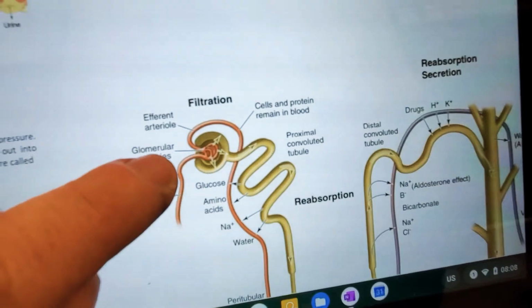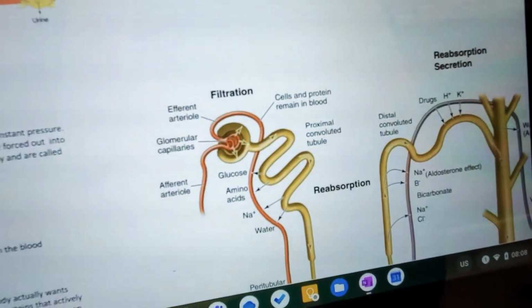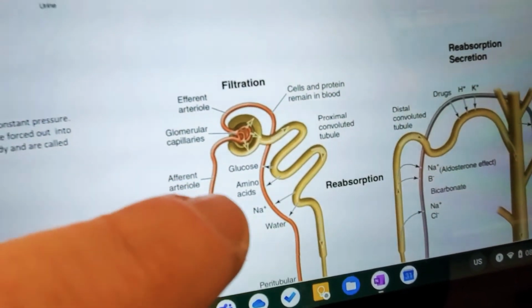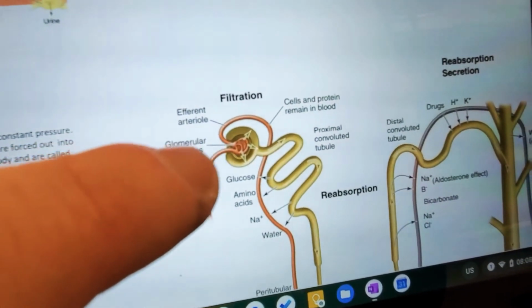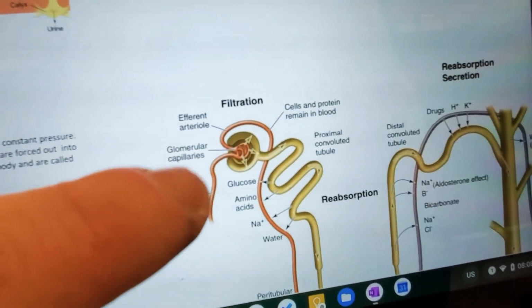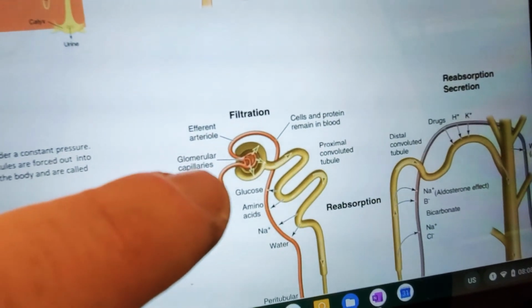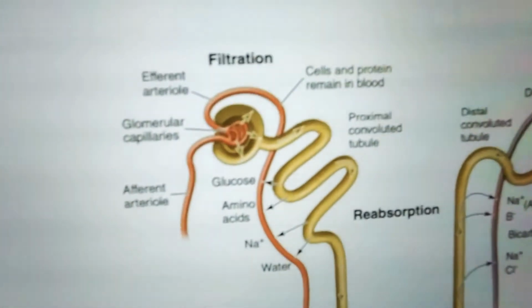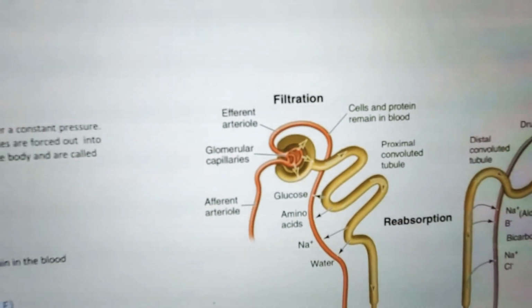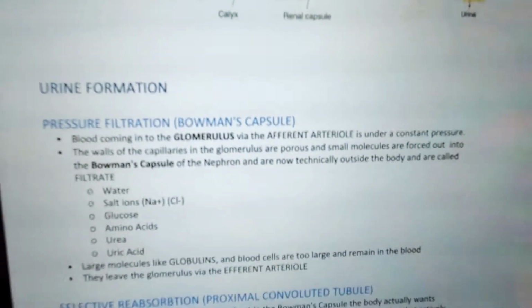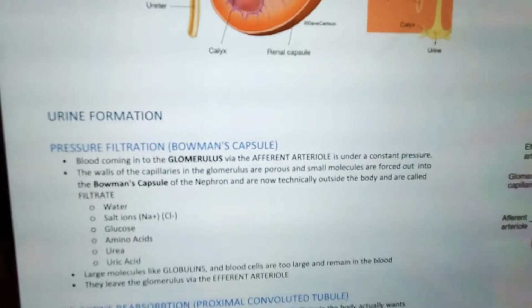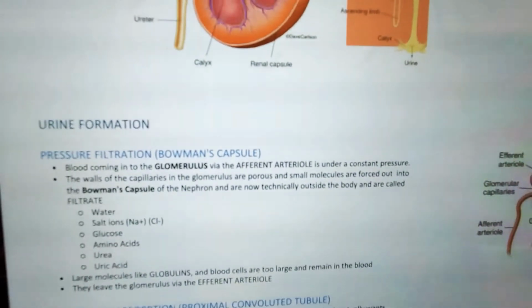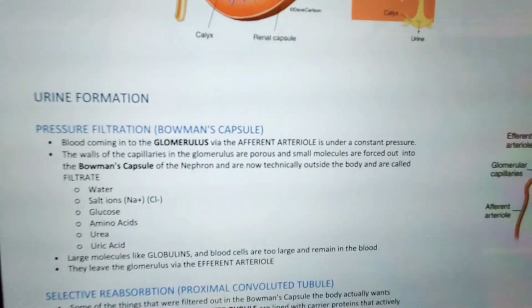So what happens is, when we talked about the blood vessels of the kidney, dirty blood comes in the afferent arteriole, and then it goes into this thing called the glomerulus, the glomerular capillaries. And this is the first place where urine is cleaned, it's sort of a let's-clean-it-all idea. So this is pressure filtration.